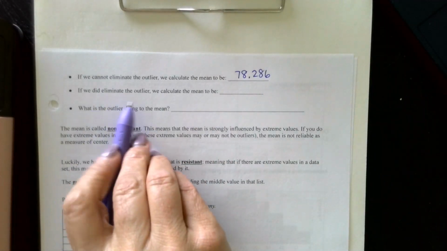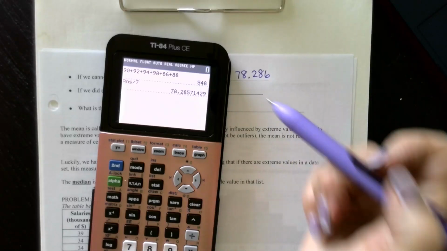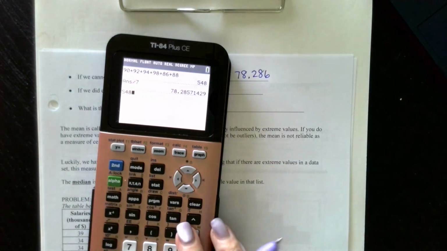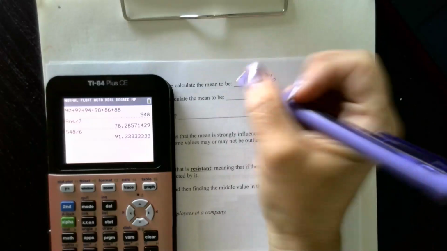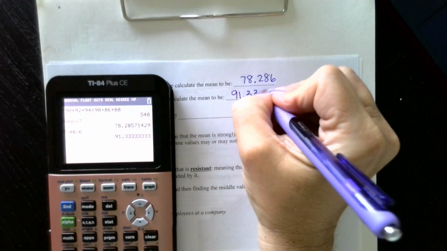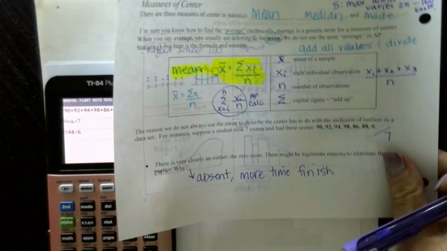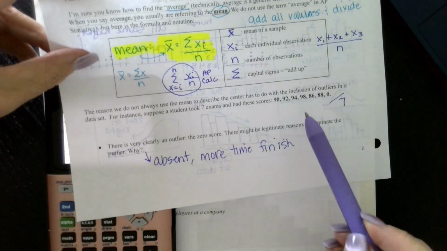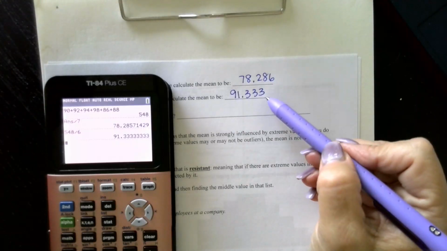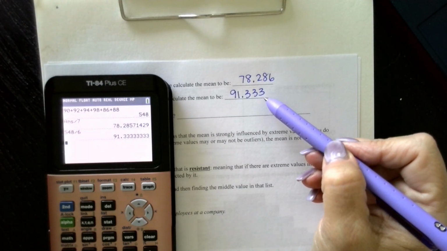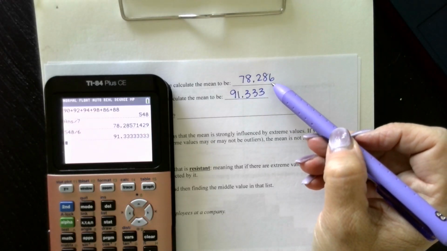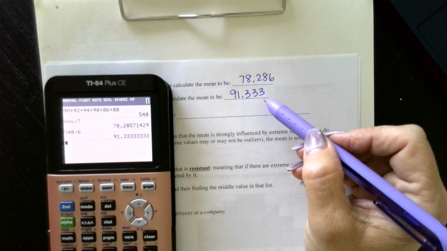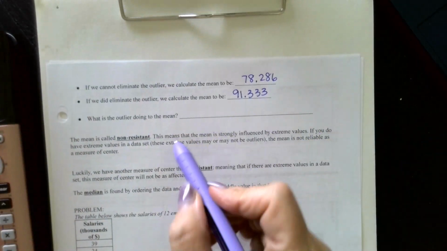But if we did eliminate the outlier, so let's do that again right now. So we have the same amount of numbers, but this time I'm going to divide by 6. So if I take that number and I divide by 6, now I get 91.333. Now, if you look at our guy over here, he's pretty smart. I mean, these test scores are pretty good. So it makes a whole lot more sense that his average or his mean is 91.3 and not 78.2. That 1 0 brought him down to a C, where the rest of the time he's got a 91 test average.